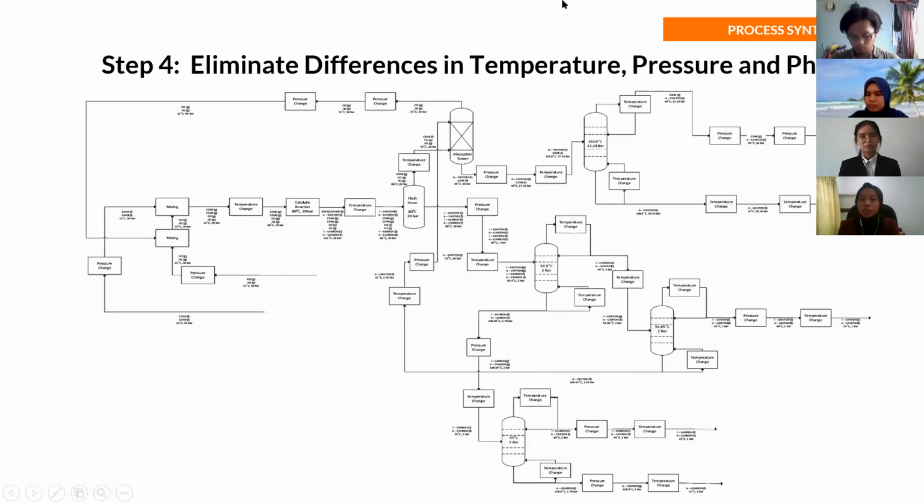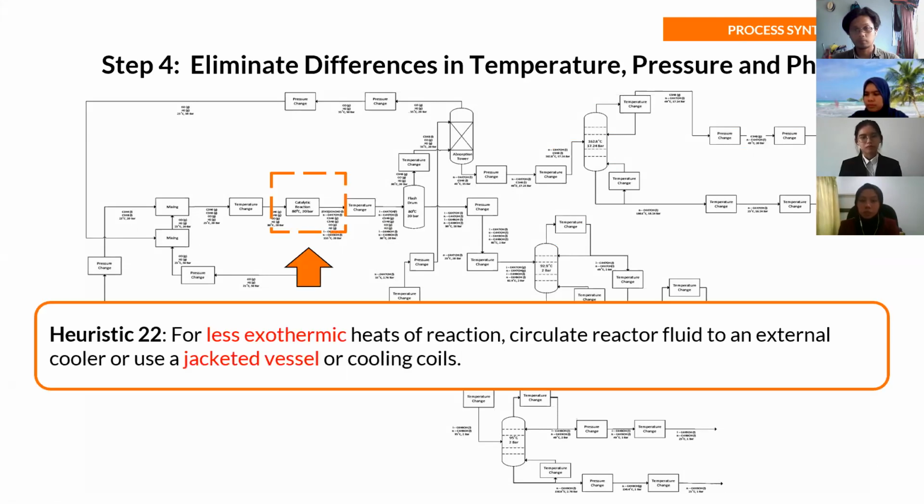So step 4 is eliminate differences in temperature, pressure, and phase. We have been inserting temperature change and pressure change at the streams that require a change in temperature or pressure. Based on heuristic 22, for a highly exothermic reaction, we have to apply an external cooler or jacketed vessel to maintain the temperature inside the reactor to prevent overheating.